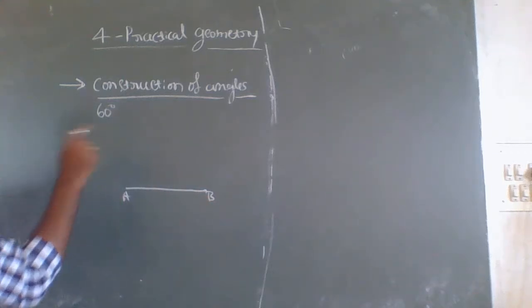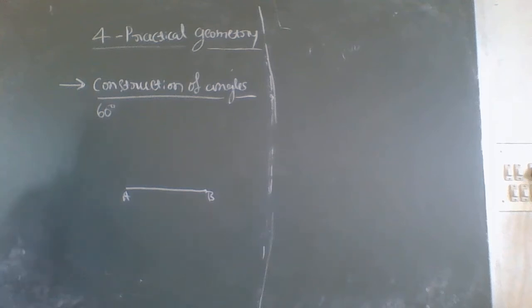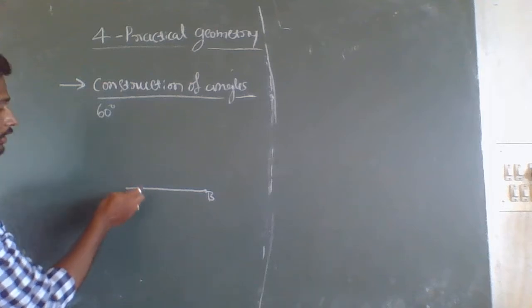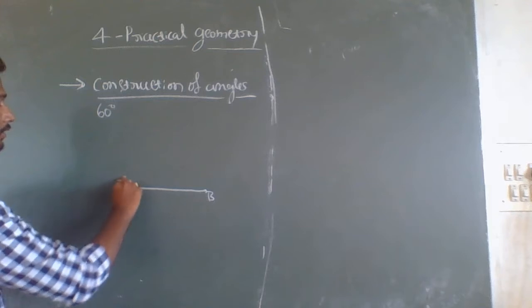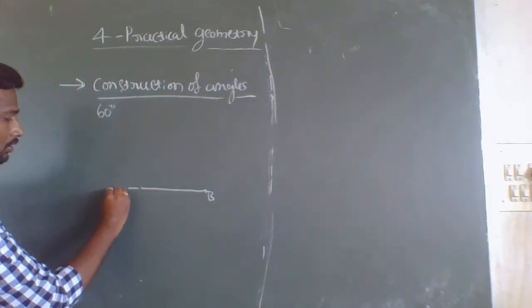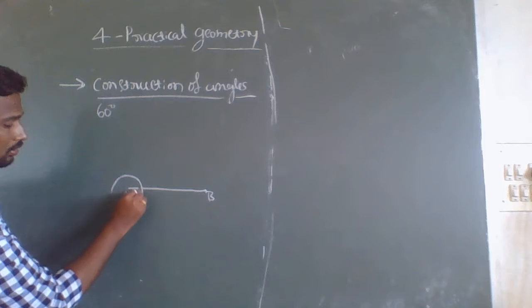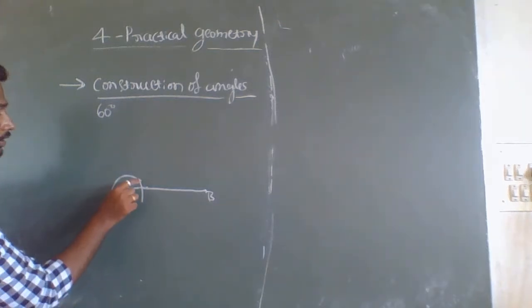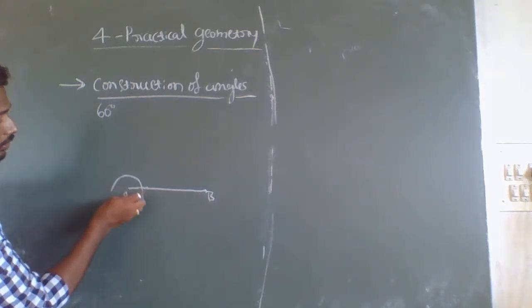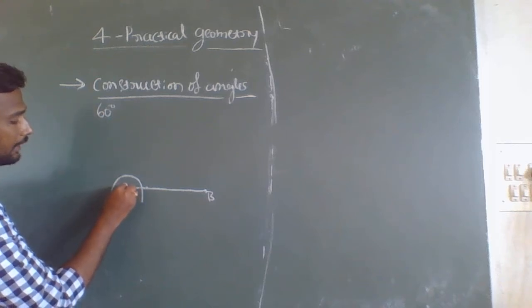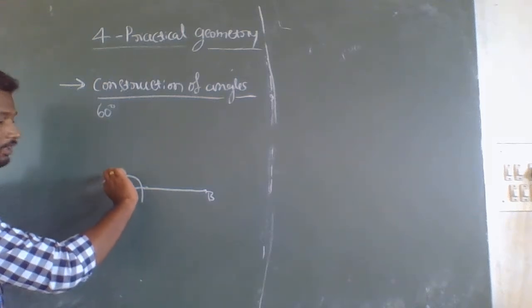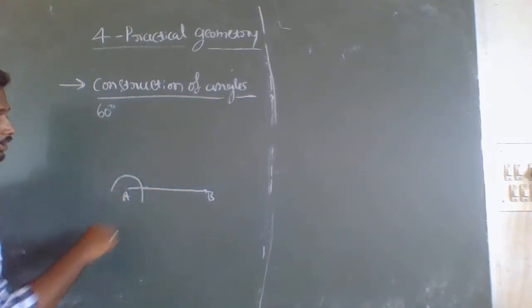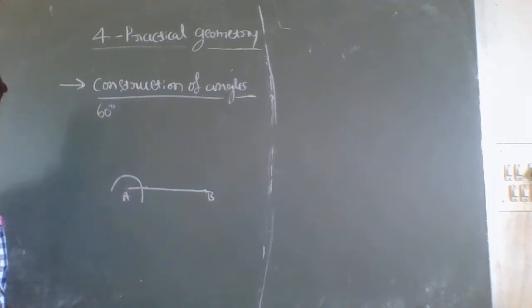To construct a 60 degree angle using a compass, first take a minimum distance in your compass and draw an arc like this. Place the needle of the compass on point A and draw an arc. You will get a point here.